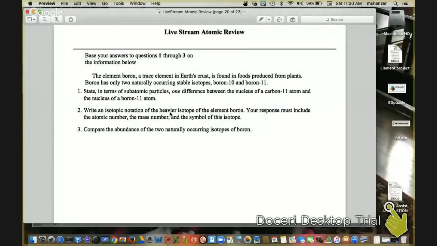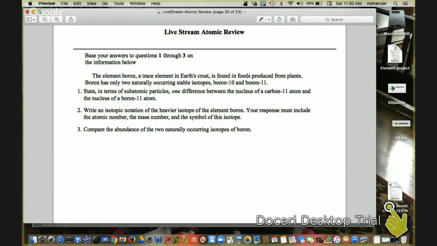Okay, so this gives us the means to now right on top of this. Now it says the element boron has a trace element in the Earth's crust, is found in foods produced from plants. Boron has only two naturally occurring stable isotopes, boron 10 and boron 11. Now, question number 1 says, state in terms of subatomic particles one difference between the nucleus of a carbon 11 atom and the nucleus of a boron 11 atom.